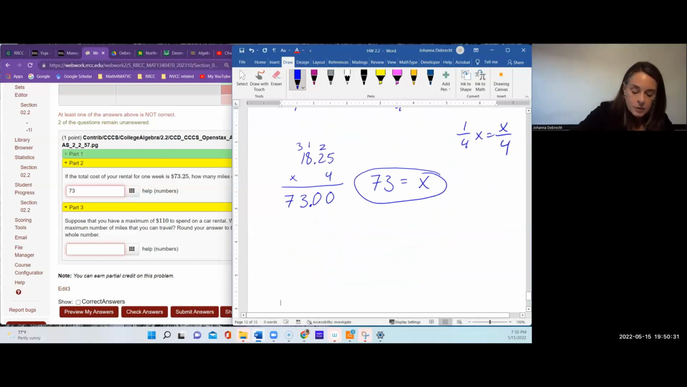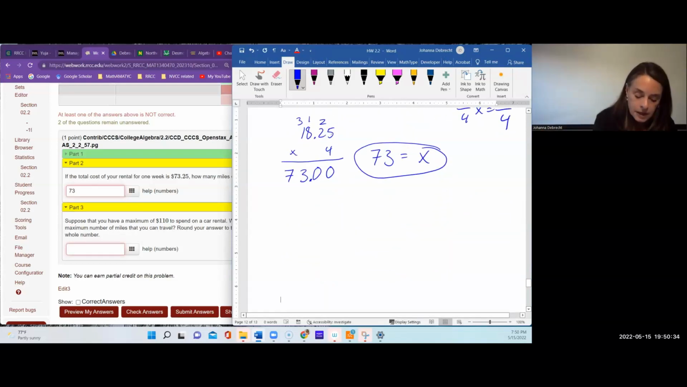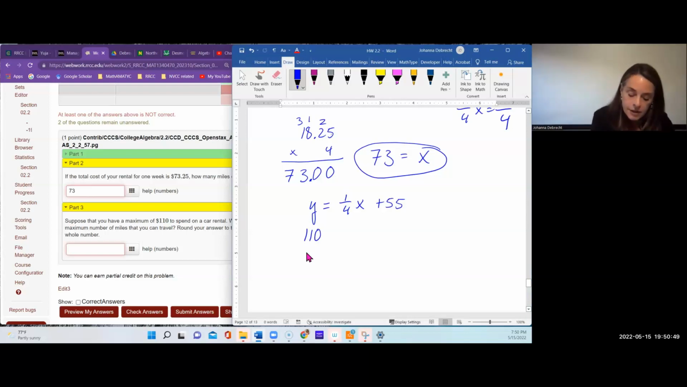We're starting back again with the same equation as we've had from the beginning. Y equals 1/4 x plus 55. If I have a maximum total cost of 110, then I replace that in the y position and I solve for x. The first thing I do is move the 55 by subtracting it from both sides of the equation. That's going to give me 55 equal to 1/4 x. Then I multiply that by 4 in order to get the total number of miles I can drive.